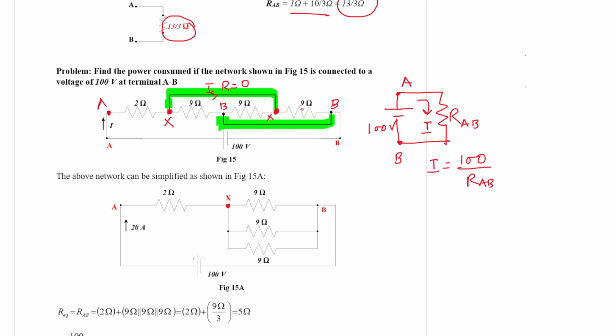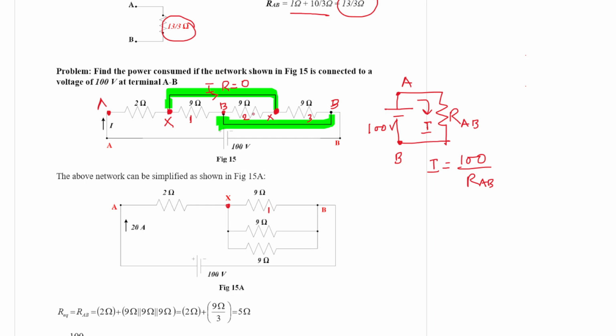Now, the three 9 ohm resistances, let us name them, mark them 1, 2, 3. 9 ohm resistance 1, 9 ohm resistance 2, 9 ohm resistance 3. Now, this is X and this is B. From X to B we have 9 ohm resistance 1.